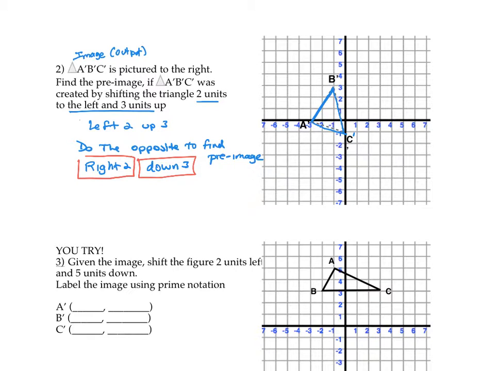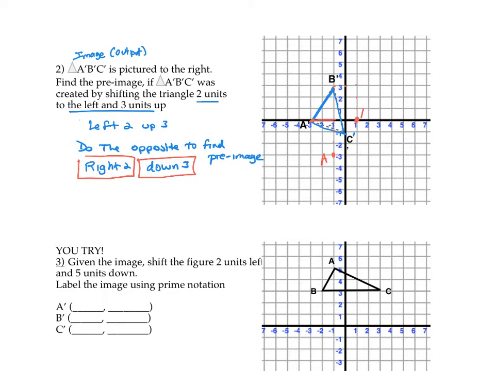So take each of your points, and I'll start with A prime. And so we want to undo what was done to it. So we want to go to the right 2, and then down 1, 2, 3. And this is where A would have started. B prime, go to the right 2, 1, 2, and then down 3, 1, 2, 3.